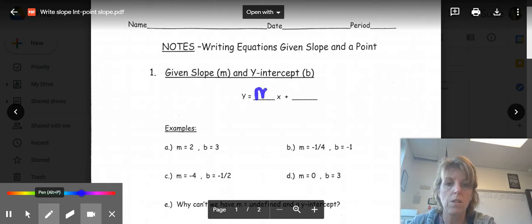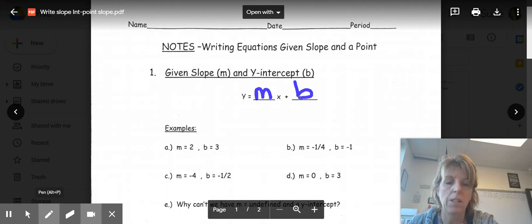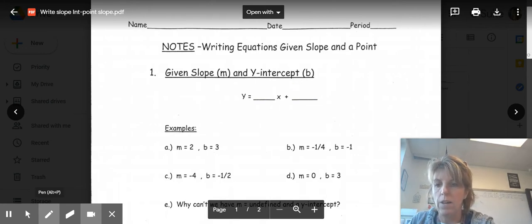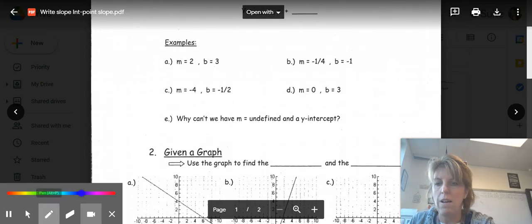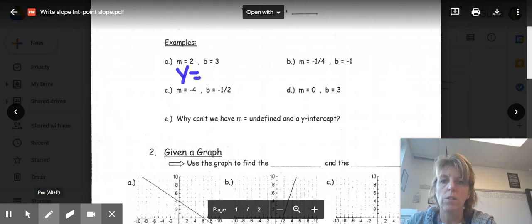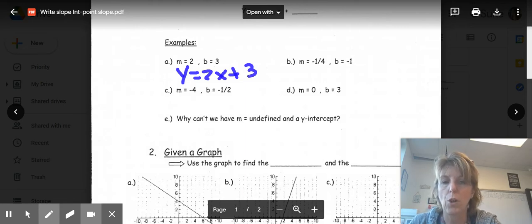So we know that this is the slope and this is the y-intercept. So y equals mx plus b is the formula for slope-intercept form. Let's take a look at a couple of different examples. If I move this down, let's look at some examples. If m is 2 and b is 3, I can write y equals 2x plus 3. Just that simple. I just plug in the slope for the coefficient and the y-intercept for the constant.